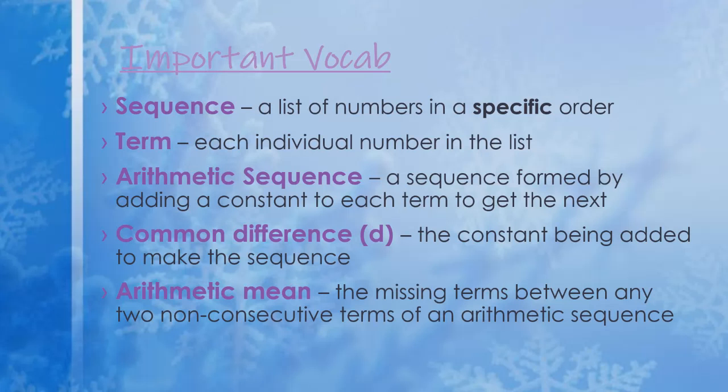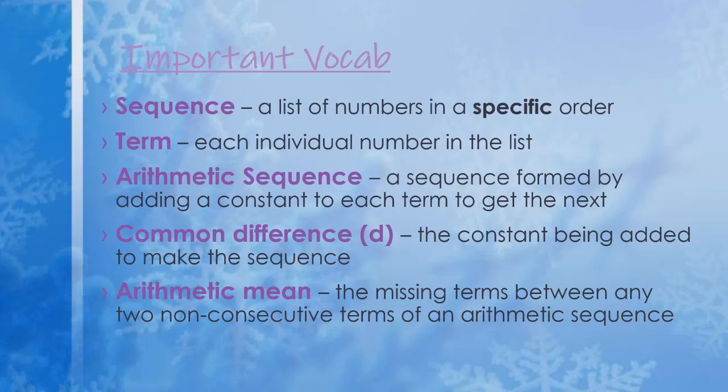Now, it has to be the same thing each time. You can't add 1 and then 2 and then 3. That is not an arithmetic sequence. It's a sequence, not an arithmetic one. And we're going to focus specifically on arithmetic and geometric sequences in this section, okay?